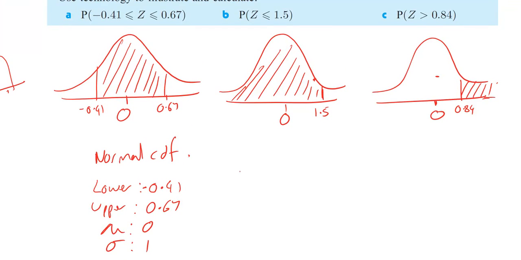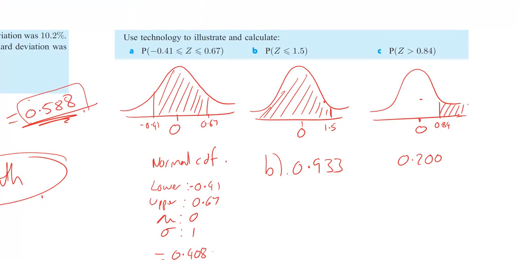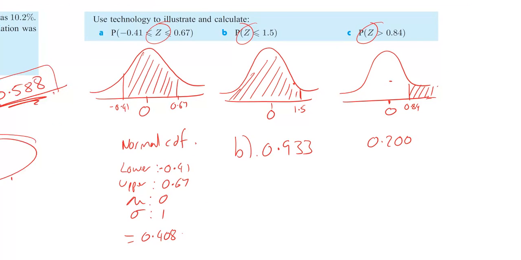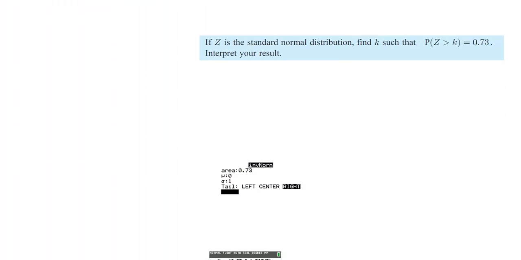So just check and see if you can get the same outcomes as you should get for each of these questions. In part B, you should get 0.933, and in part C, you should get 0.200 as your answers. Okay, so they're very simple questions. I've done those before. It's just that when you see this Z, you just instantly know that the mean is 0 and the standard deviation is 1. Okay, let's move on to another one now.